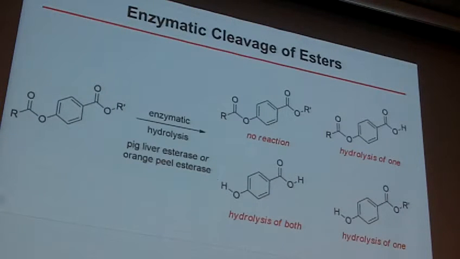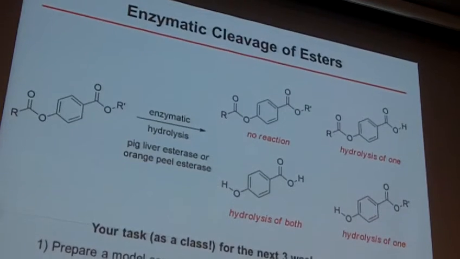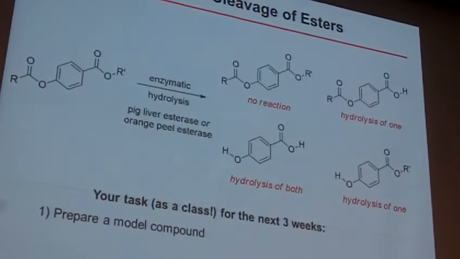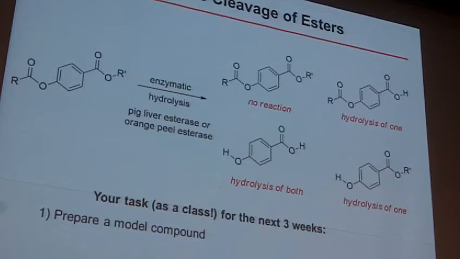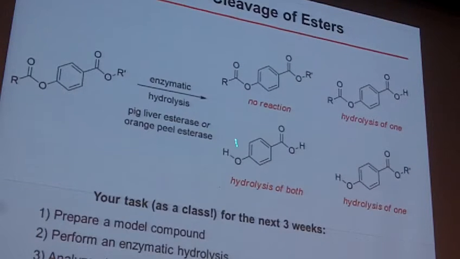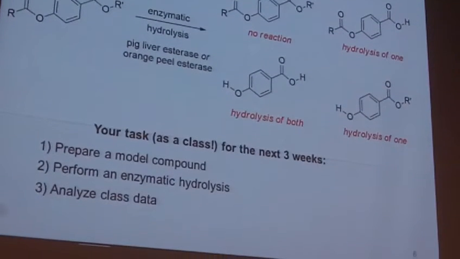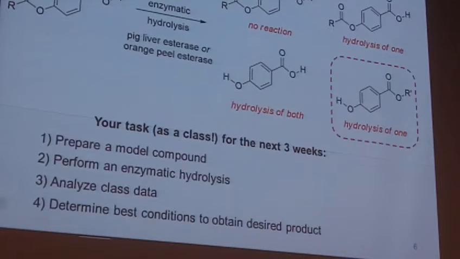Ultimately, your job then over the course of the next 3 weeks as a class, luckily instead of having to make all 9 of these compounds yourself and run both enzymes yourself, we're going to do this as a class as a whole. You're going to prepare 1 model compound. You're going to perform the hydrolysis. You're going to analyze your own data first to figure out which of these that you get. Then you're going to analyze the class data as well. And then ultimately determine which conditions to use to obtain that desired product.